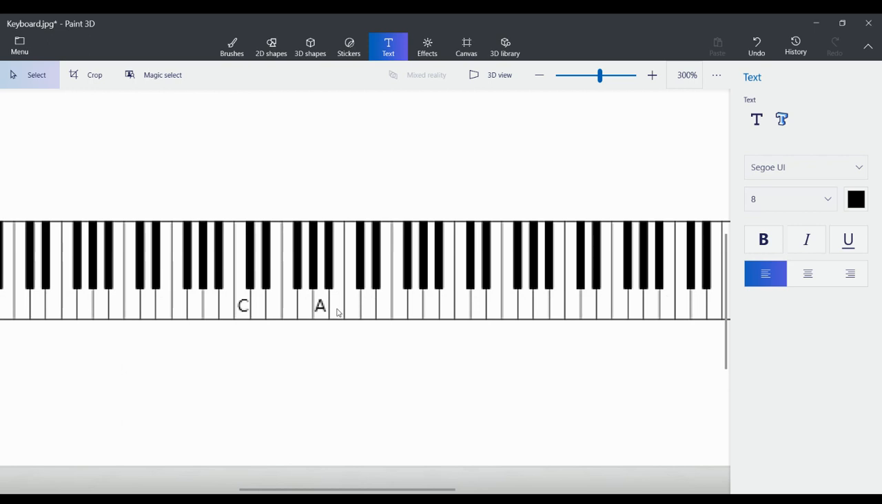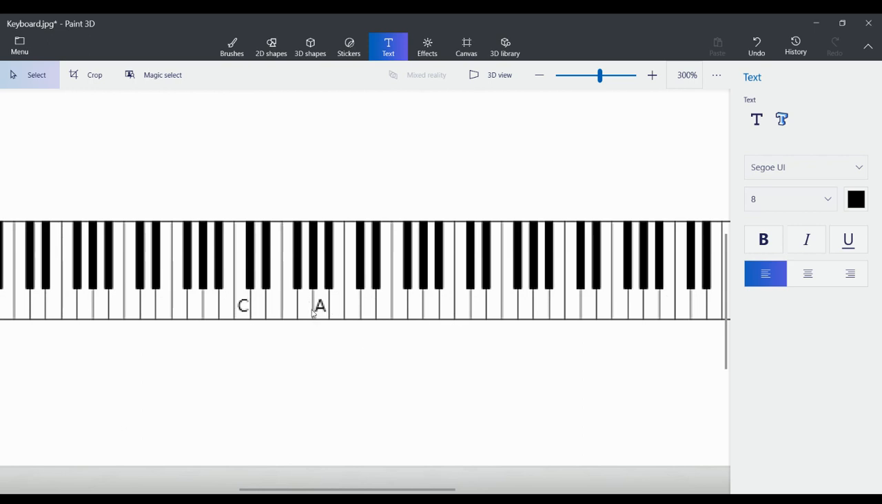You'll find that in the whole piano, there's going to be a pattern. It'll be going A, B, C, D, E, F, G, and then back to A, B, C, D, E, F, G. I wouldn't recommend this way to identify notes on the piano, because the main note is C, it's not A.